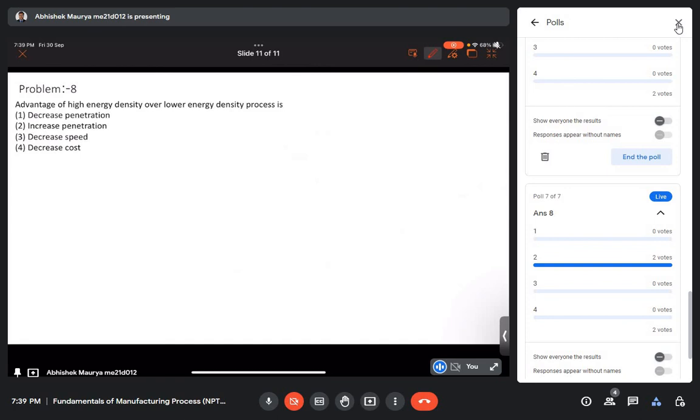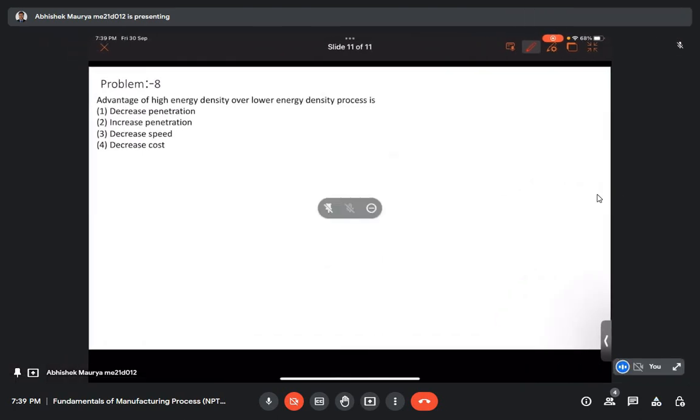Okay, I have got responses from both of you and both of you are correct. Let's quickly discuss it together. So, the advantage of high density over the lower energy density process. Here we are talking about welding.